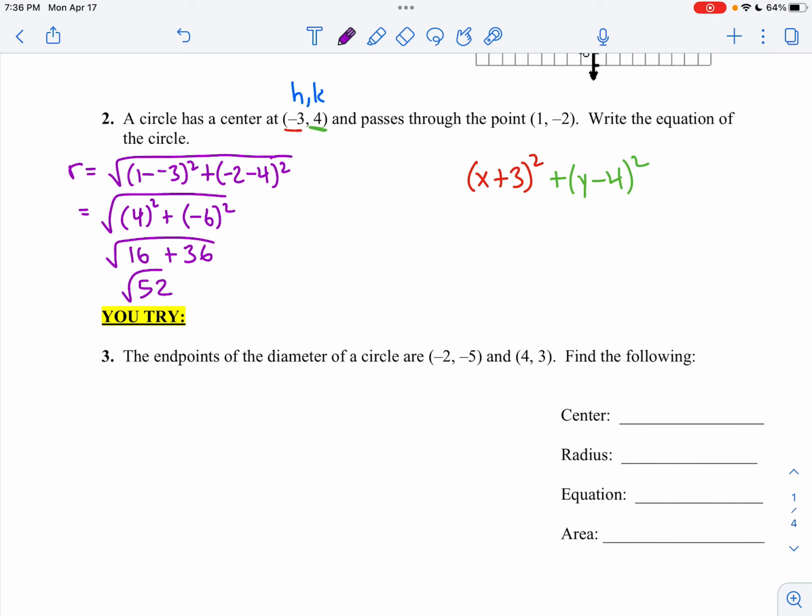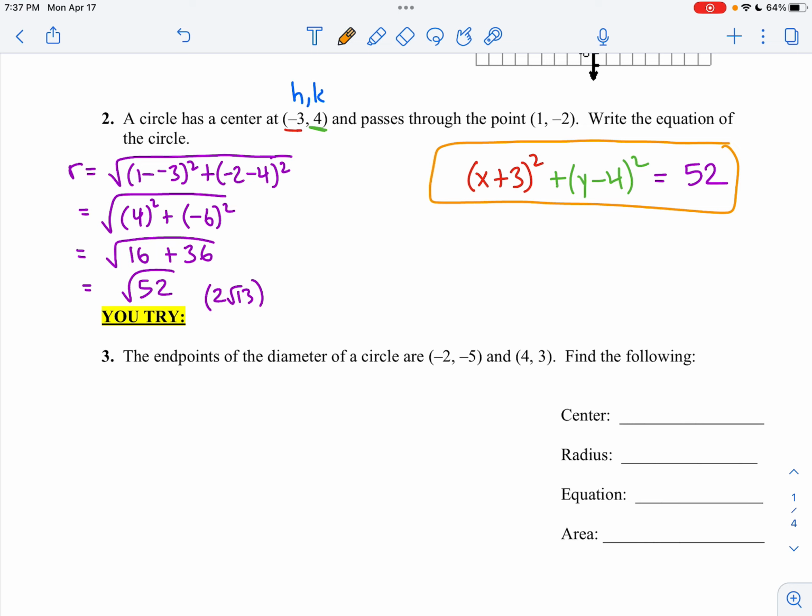which is root 52. And you know from chapter 9, we could simplify that to 2 root 13, but you're about to realize that we don't actually have to for this problem, because what goes on the right-hand side of the equal sign is actually r squared. And so when we square the radius, the radical just disappears, and we get 52. If you were asked for the radius, then we could call it 2 root 13, but for the equation, the 52 is perfect.